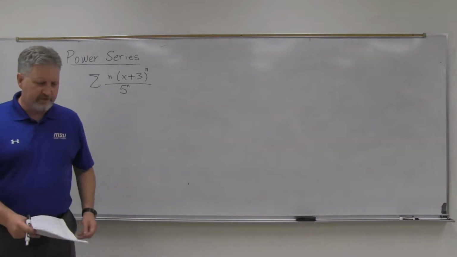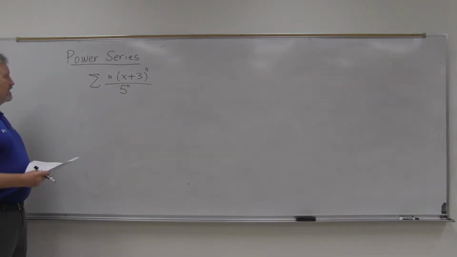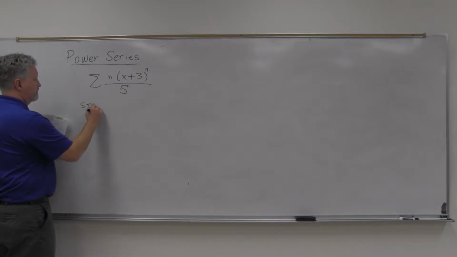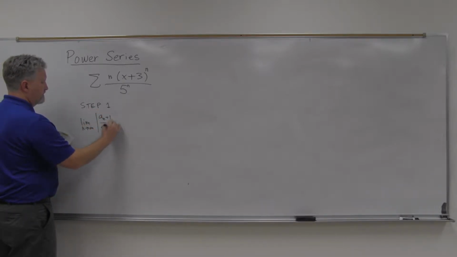So let's find the interval of convergence for our power series here. So yeah, step one is our ratio test. The limit as n goes to infinity of the absolute value of a sub n plus 1 divided by a sub n.